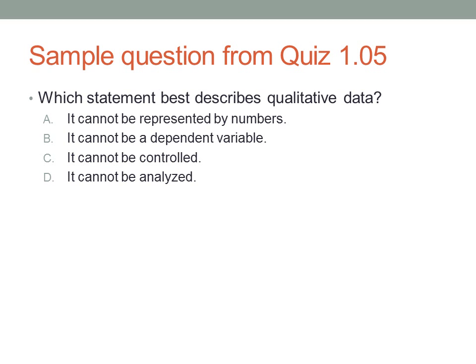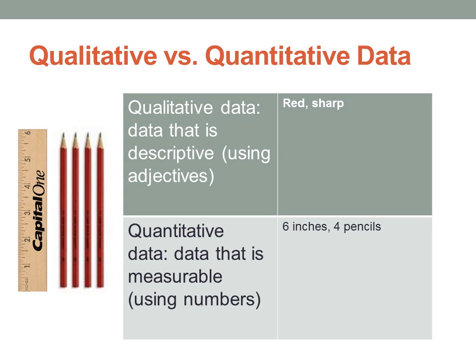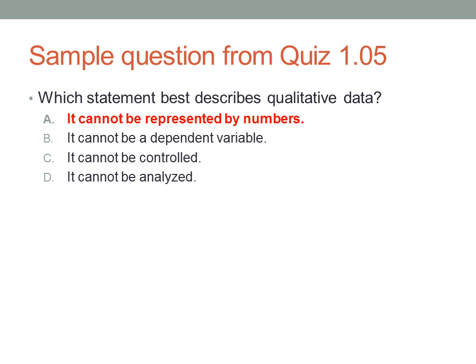Here's another question. Which statement best describes qualitative data? A. It cannot be represented by numbers. B. It cannot be a dependent variable. C. It cannot be controlled. Or D. It cannot be analyzed. Remember, qualitative data is the one that we use to describe the quality, and usually we use adjectives. Here's the slide that we had for qualitative versus quantitative. For qualitative, we use descriptive words like adjectives, and for quantitative, we use numbers. So the best answer for this one is that qualitative data cannot be represented by numbers, which would be choice A.